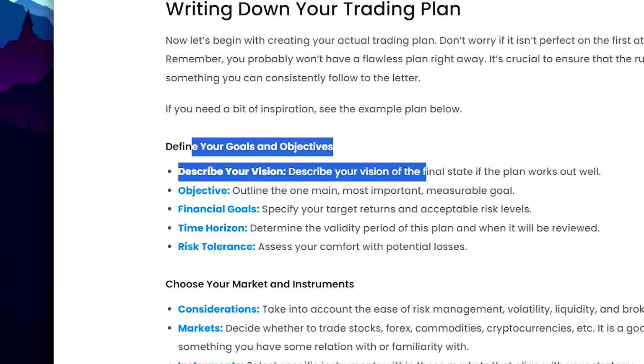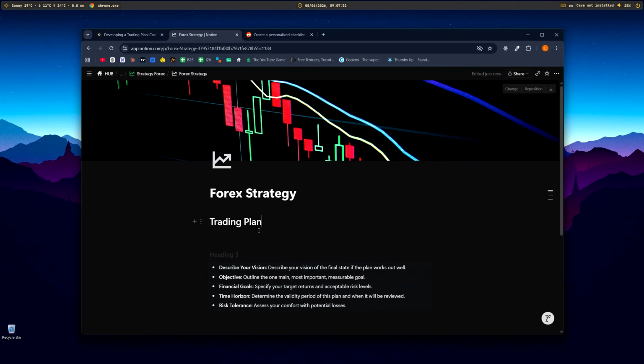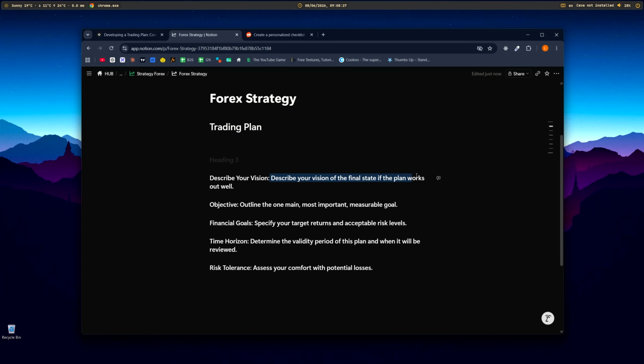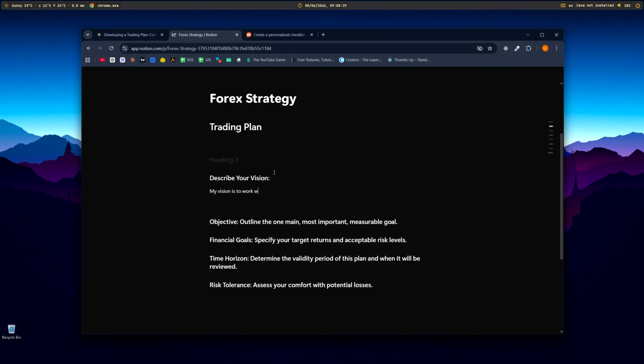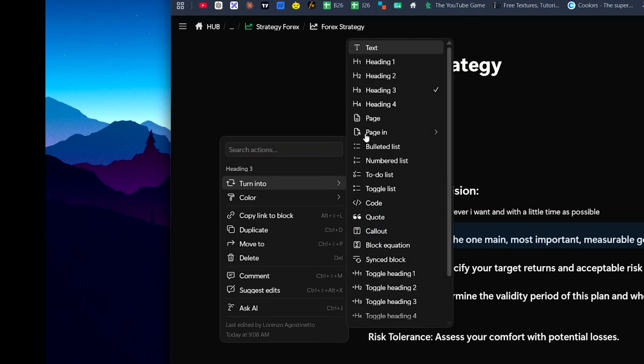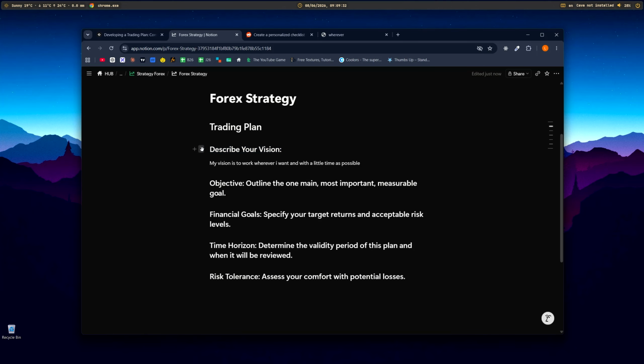Define your goal and objective. Let's take this and put it here. Let's make a title out of all of them. Describe your vision of the final state if the plan works out well. My vision is to work wherever I want and with as little time as possible. Maybe I should make it a little bit larger, and also bold.